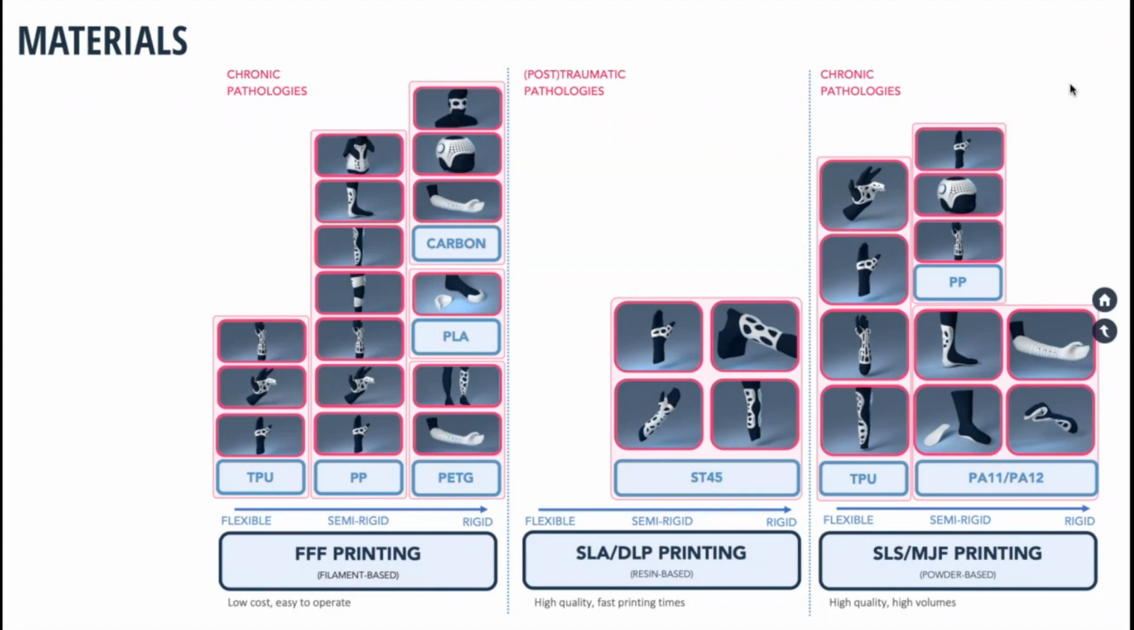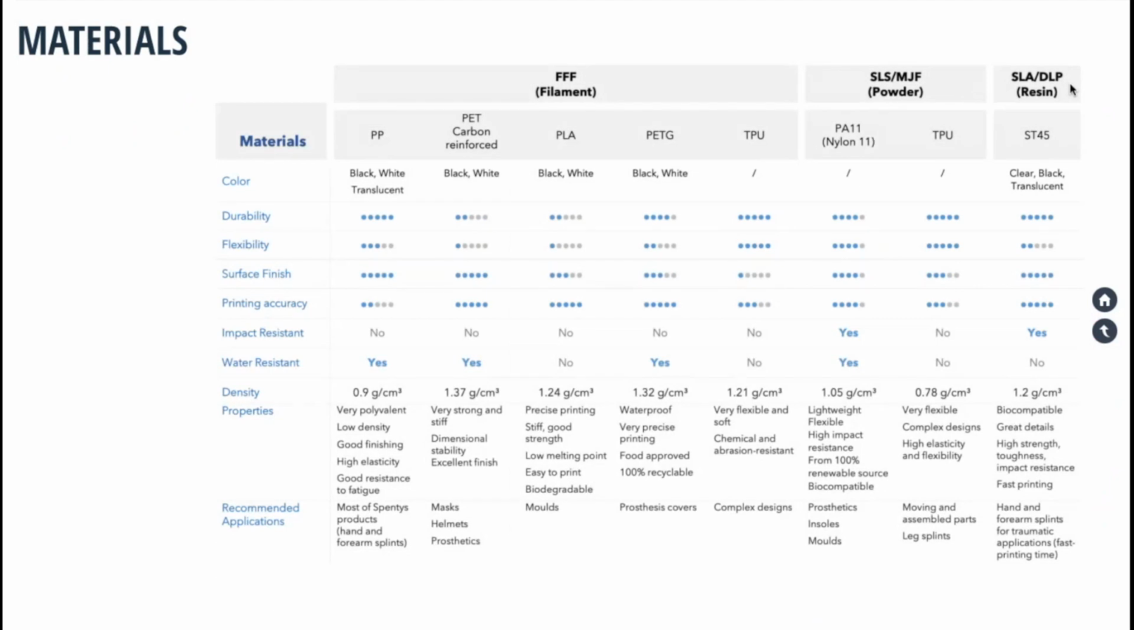For orthotics, there are so many others. How do we choose these materials? There are so many options to select from. These can be based on the colors, durability, flexibility, surface finish, printing accuracy, impact resistance, water resistance, and the density, and so many more. But according to all these needs or qualities of the materials, they are bound with these kinds of techniques.